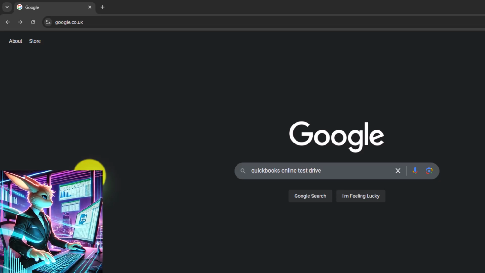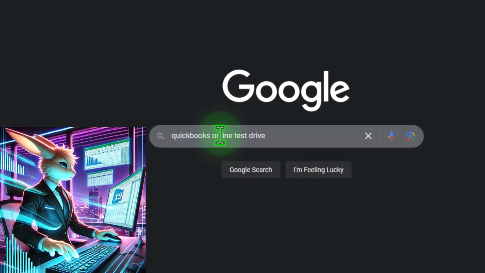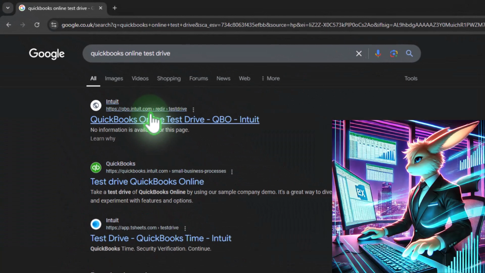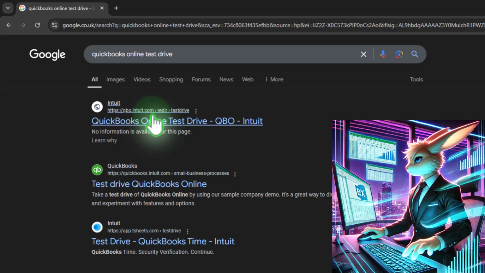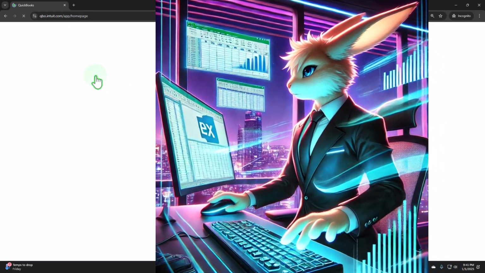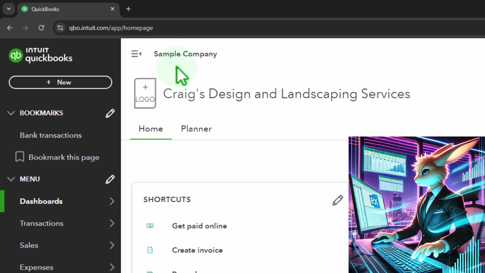Here we are online in our browser, searching for that QuickBooks Online test drive, the free sample file that's available to everybody, looking for a result that has Intuit.com in the URL. Intuit being the owner of QuickBooks, that then gives us a little bit more assurance that we're in the right spot. You might have to verify that you're not a robot, then arrive here in the sample company, Craig's Design and Landscaping Services.